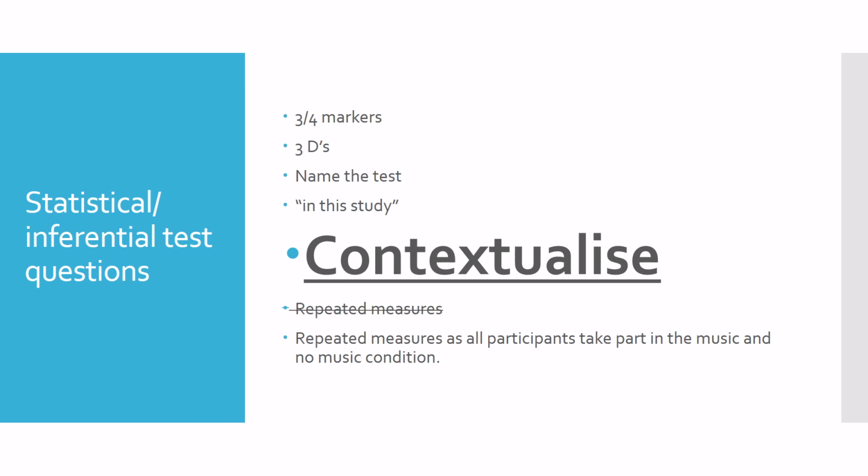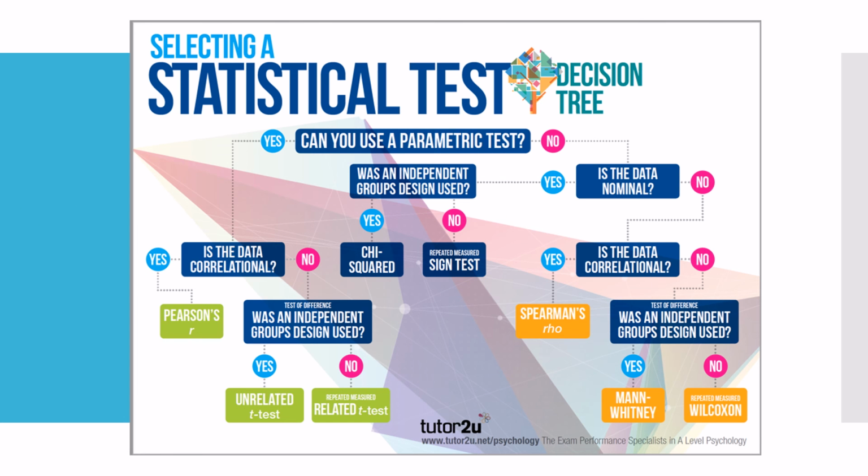Okay. Once you've answered that, you can then use the decision-making tree. So can you use a parametric test? Well, the data is not interval, so the answer is no. So you go here. Is the data nominal? Yes, the data is nominal. So the next question was it independent groups design? Yes, so therefore it was chi-squared. That would be an example of how you might use it. So you're just using the decision tree in that way.